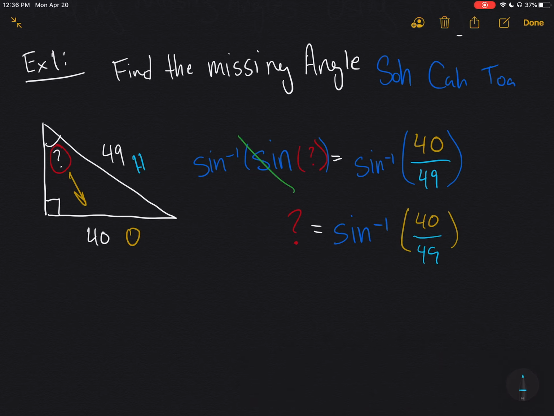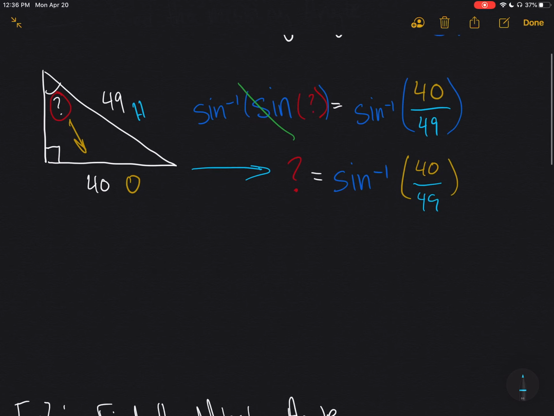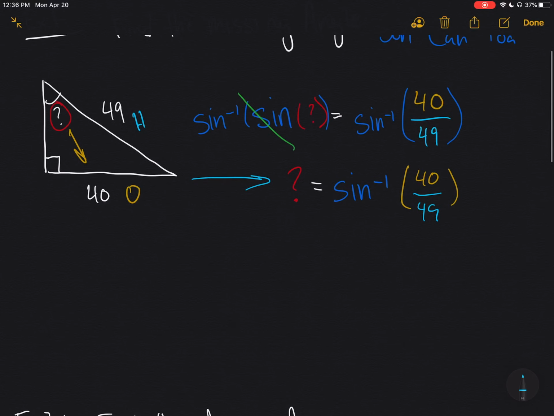Now, if you're already comfortable with this and you don't need those manipulations, you can go straight from the triangle to our inverse trig statement. That's totally fine. I'm just doing this extra step so you guys can kind of see the logic behind it. Now at this point, I've solved for question mark, so all I have to do is plug that into my calculator so that I can get out that value.